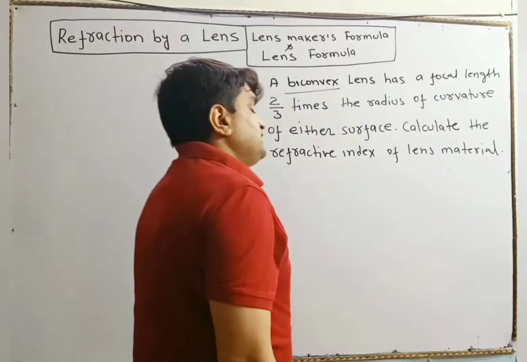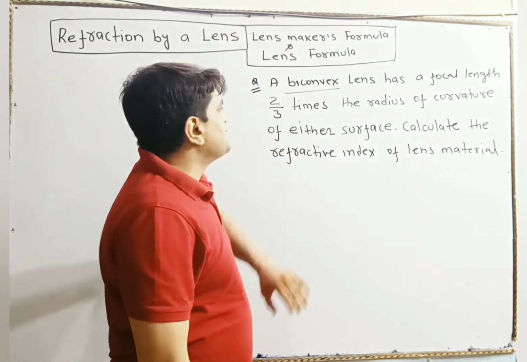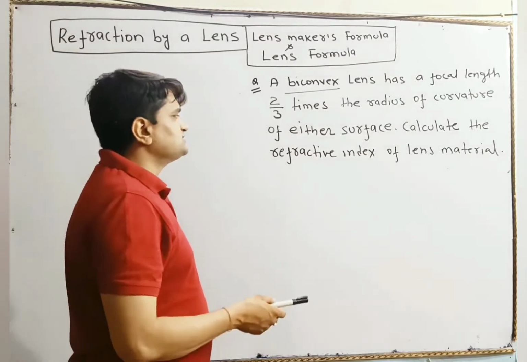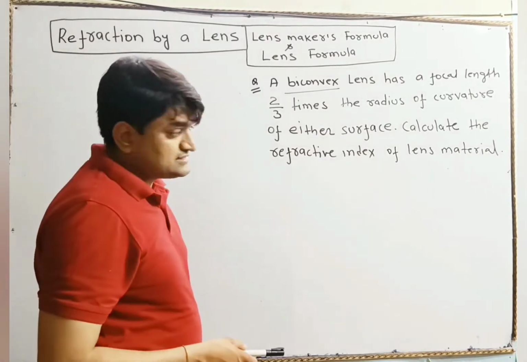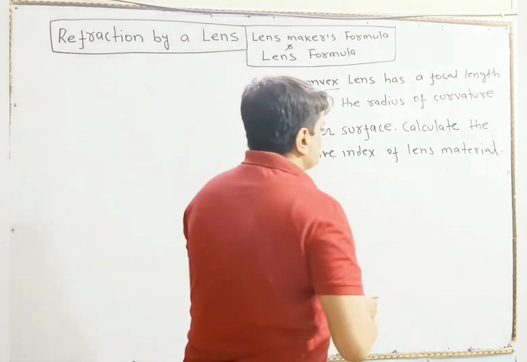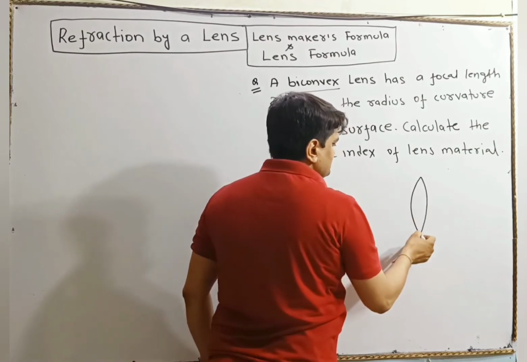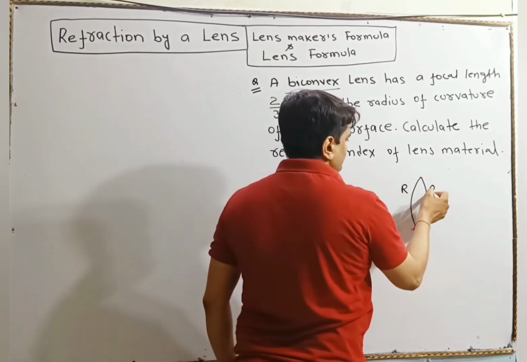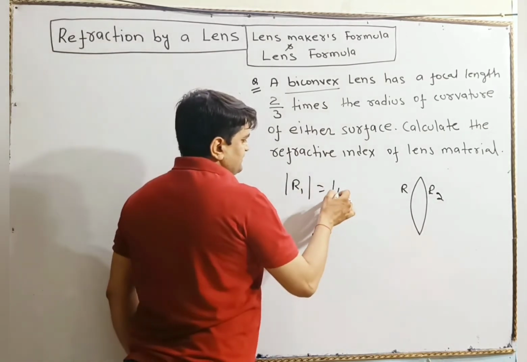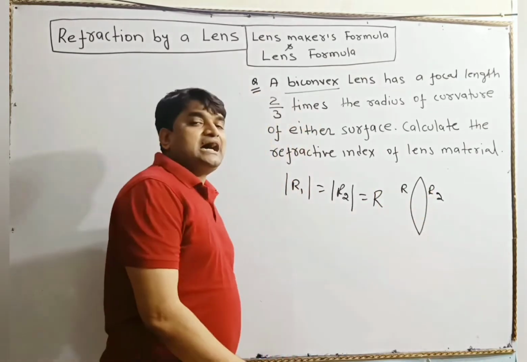Okay, thank you. Here is a next question. Question is a biconvex lens has a focal length 2 by 3 times the radius of curvature of either surface. Calculate the refractive index of lens. Very easy question. It is a biconvex lens. That means the radius of curvature will be same. That is magnitude of R1 must be equal to magnitude of R2 and let us say it R.